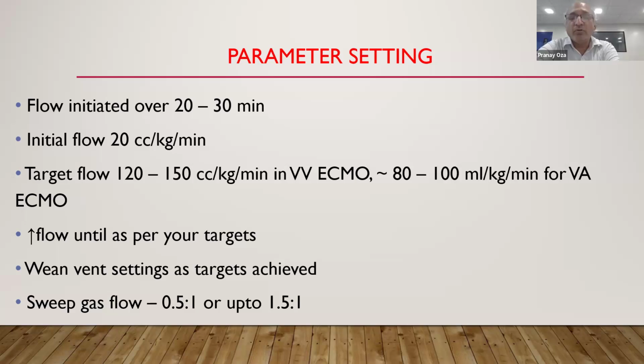You go up immediately to a flow of around 3 to 3.5 liters to decrease the low flow time. Keep on increasing the flow till the targets are achieved, whether your target is 90 plus or 95 plus. Once that is achieved, try to come down on ventilator settings and on inotropes, because your goal is to give rest to the lungs and heart and not just to put on ECMO and increase the saturations. Sweep gas flow, you always start with 0.5:1 and can go up to 1.5:1. Always remember, go slowly on sweep gas.